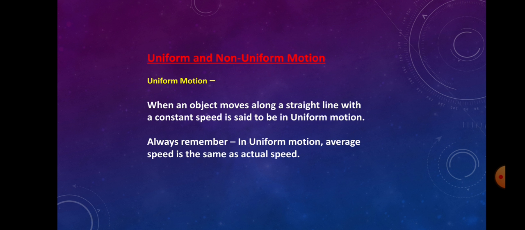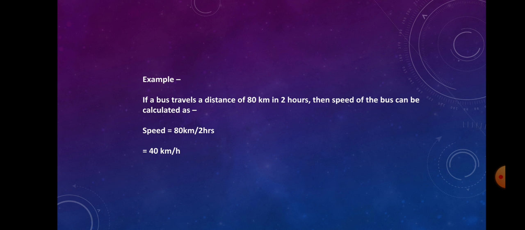So now we will be talking about uniform and non-uniform motion. Here it is very important to remember that if we say that a car is moving with a speed of 50 kilometers per hour, it is clear that the car will cover a distance of 50 kilometers in 1 hour. But one thing is very obvious, that the said car seldom moves with constant speed for 1 hour.